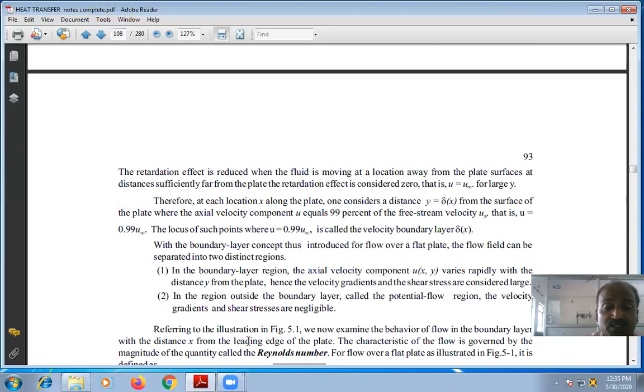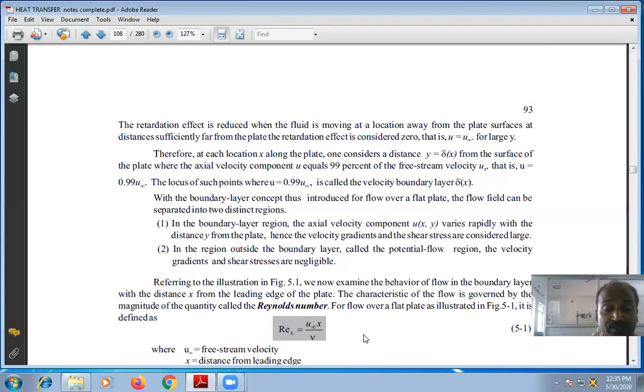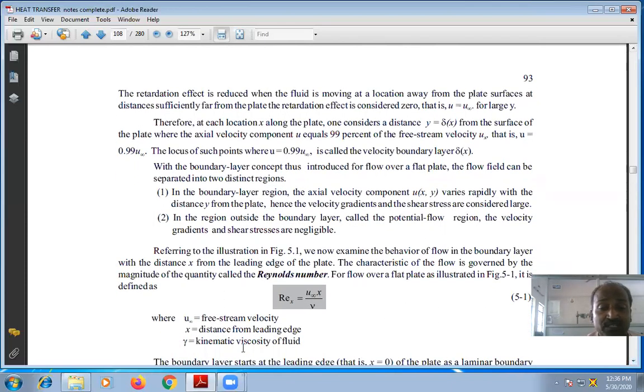Referring to the illustration, we can examine the behavior of flow in the boundary layer with distance x from the leading edge of the plate. The characteristic of the flow is governed by the magnitude of a quantity called the Reynolds number. For flow over a plate, the Reynolds number is u infinity x divided by nu, where u infinity is the free stream velocity, x is the distance from the leading edge, and nu is the kinematic viscosity of the fluid.